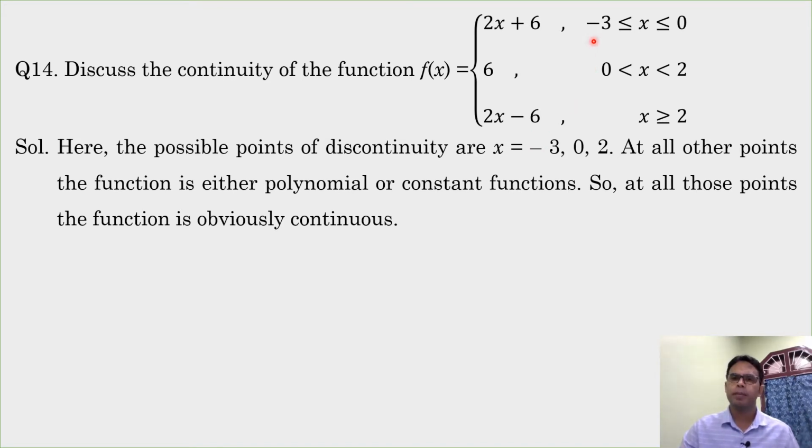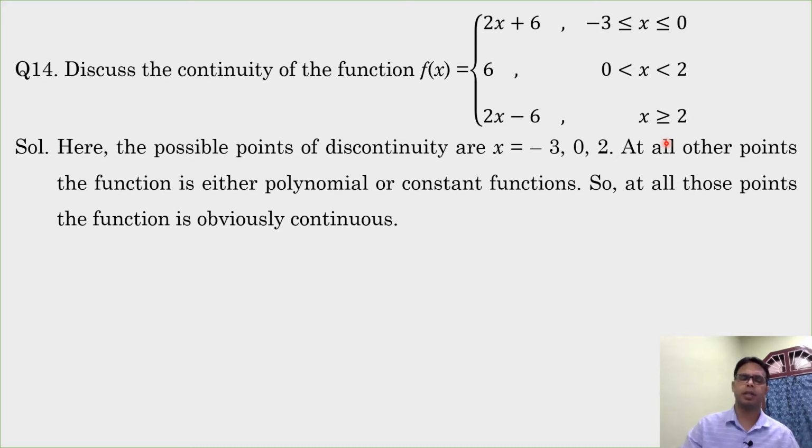Between -3 and 0, f(x) is a polynomial, so it is continuous. From 0 to 2, f(x) is equal to 6, a constant, so it is continuous. And for values x greater than 2, f(x) is equal to 2x minus 6, so the function is again a polynomial for x greater than 2. Therefore at those points the function f(x) is again continuous. So the left out points are only -3, 0 and 2, and at all other points the function is obviously continuous.